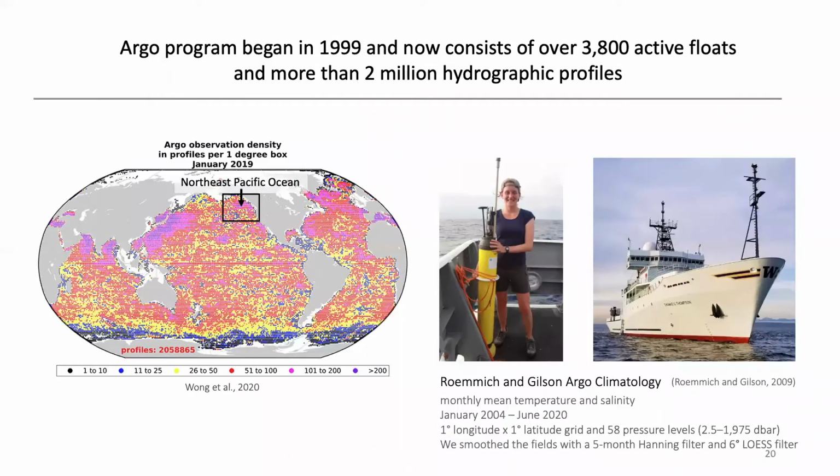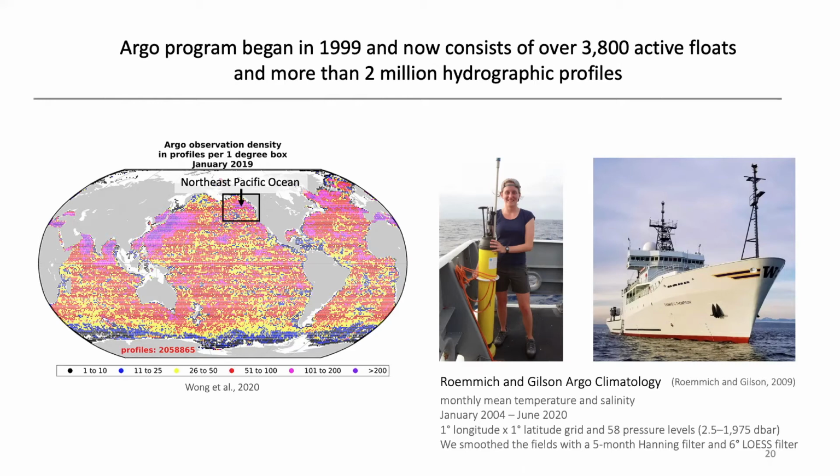So let's talk a little bit about the data that I'm going to be using for the rest of this part of the talk. I'm using observations from the Argo array. This is an autonomous profiling float. This program started in 1999 and now has over 38,000 active floats and more than 2 million hydrographic profiles. So that's amazing.